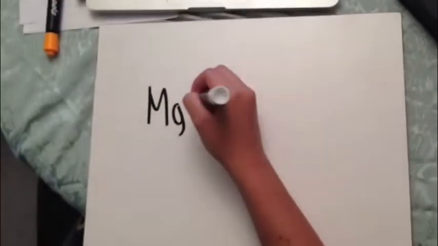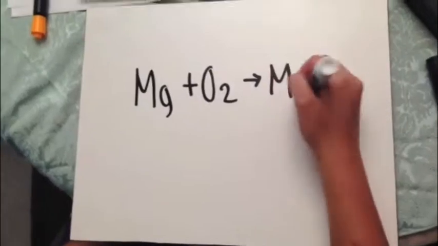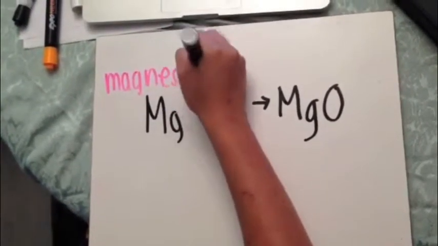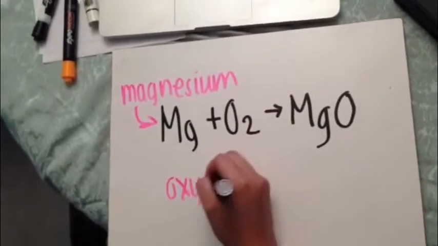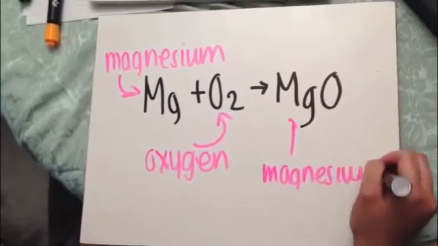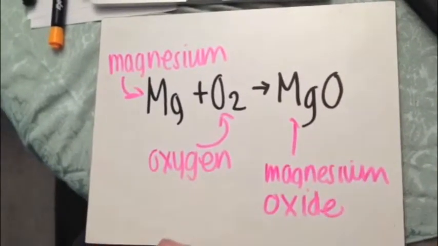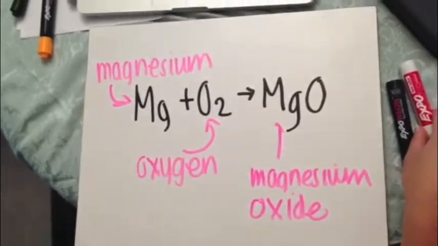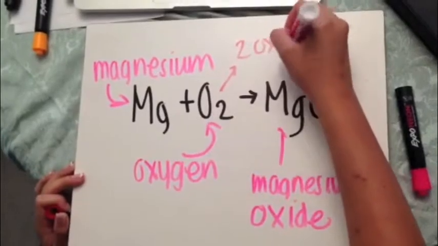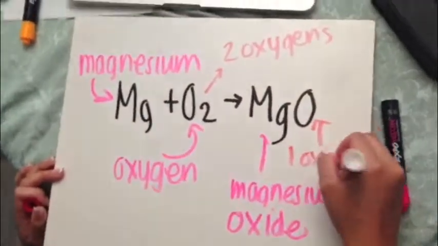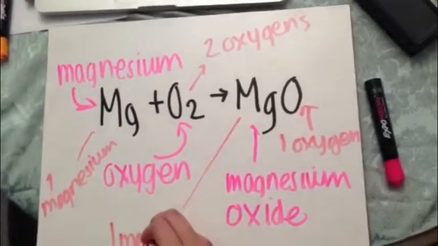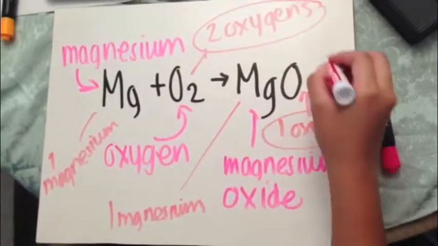For example, in Mg plus O2 yields MgO, it is shown that magnesium reacts with an oxygen molecule to form magnesium oxide. It shows that the formula for magnesium is Mg, oxygen is O2 because there are 2 oxygen atoms bonded together, and the product is magnesium oxide, or MgO. However, skeleton equations are also called unbalanced equations. As you can see, there is 1 Mg on each side of the equation. However, there are 2 atoms of oxygen on the left, and in the end there's only 1. How is that possible? The answer is that it's not. You must balance the equation.